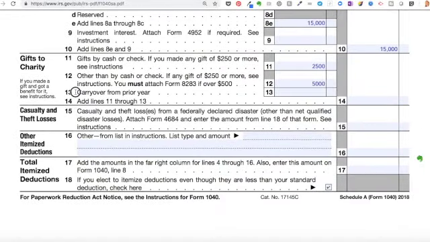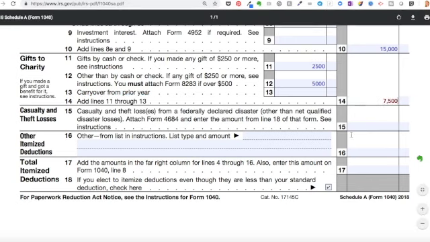But you can carry it forward to the next year to use up as much of it as you can. And then the next year, you can go forward as many as 5 years. So then here, the total amount is $7,500.